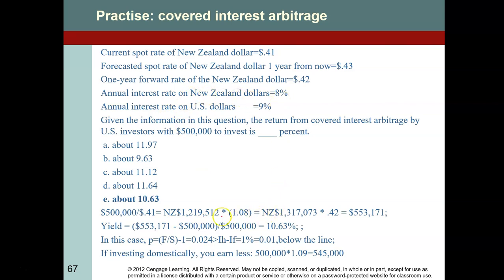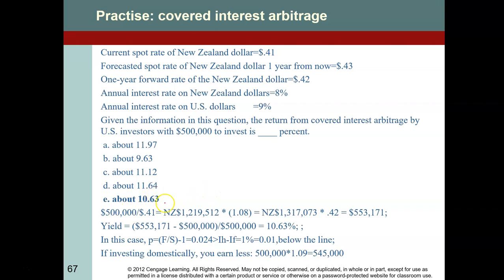We invest these in New Zealand. The interest rate is 8%, so we use this number multiplied by 1.08. We have 1,317,073 as the New Zealand dollars we earn after a year. And then we use this 1-year forward rate of the New Zealand dollar to exchange this back to US dollars. Multiplied by 0.42, we have 553,171 US dollars as our ending balance. If we want to calculate the return, we use this ending balance, 553,000, minus the beginning balance, 500,000, and divide by the beginning balance, 500,000. So we have 10.63%. Once we have this 10.63%, we can choose option E, the correct answer.